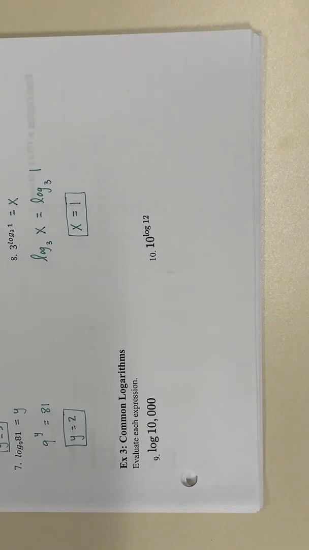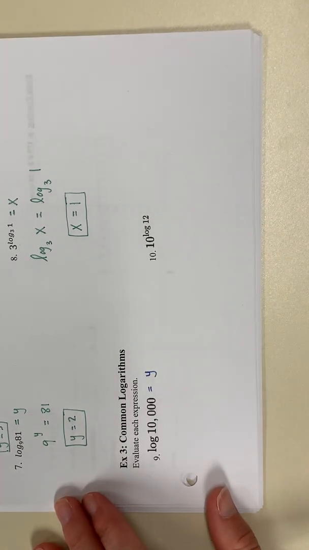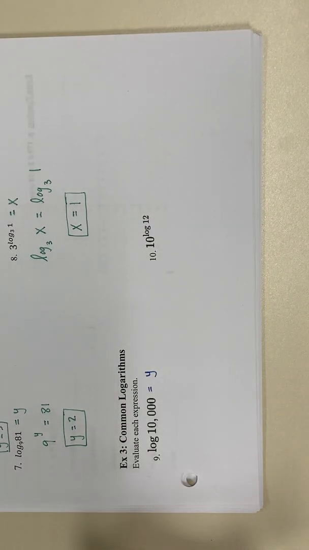We're going to finish up lesson 2 by looking at examples 3 and 4, which evaluate expressions using the common log and the natural log. So in numbers 9 and 10, we're asked to evaluate each expression, and we have log 10,000. Because this is a logarithm, I find it helpful to set this equal to y. I'm going to write this in exponential form.